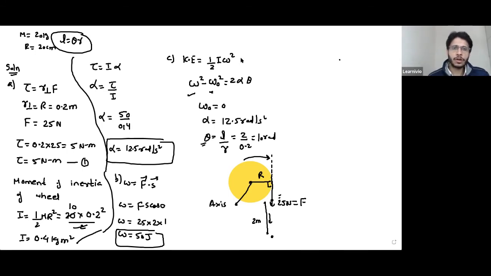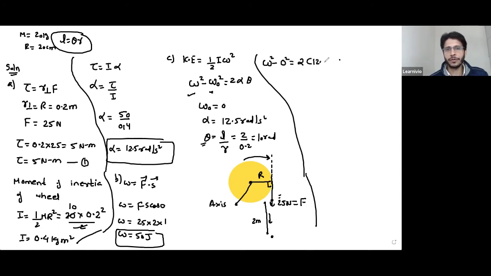So if I substitute all values here, then it comes out to be, this is omega square minus 0 square. It's twice of alpha theta. Your alpha is 12.5 and your theta is 10. So your omega square comes out to be 250. Or you can write your omega is root over 250 radian per second.